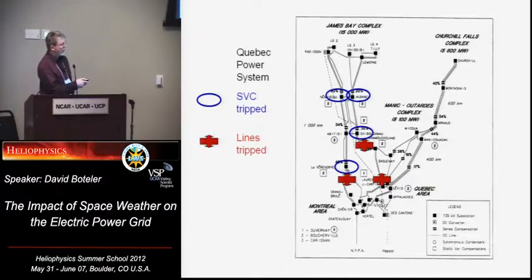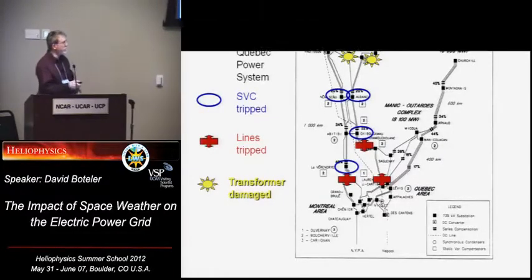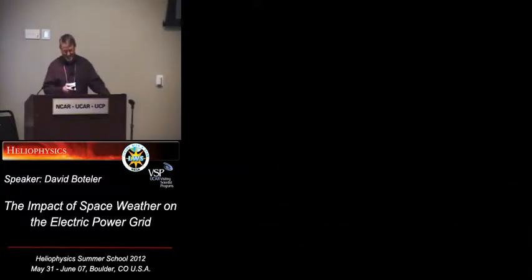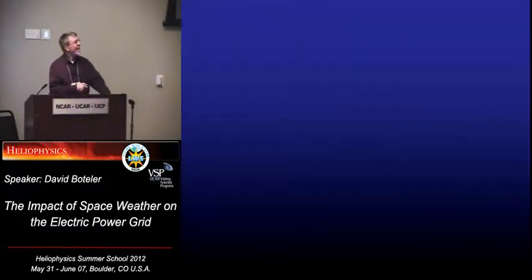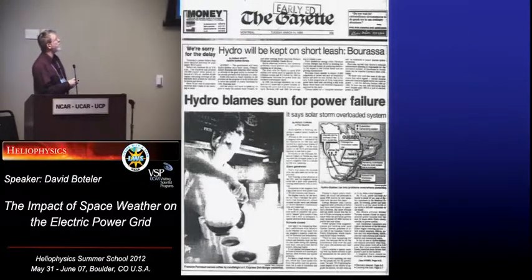And then finally, you'll notice that with these three lines tripped out, all of the generation up here is disconnected from the load down here, and so there was a voltage surge at the north end that caused damage to the transformers, and then finally everything shut down and there was a complete blackout of the whole system. And so the people of Quebec woke up the next morning with no power, and they're having to make a coffee by candlelight, as in this picture.